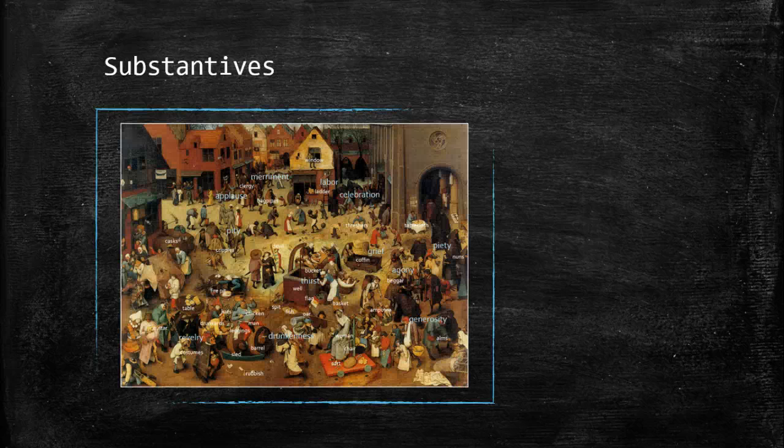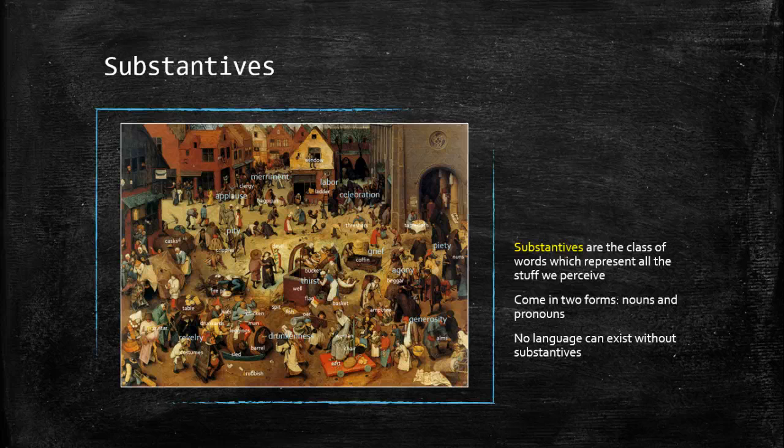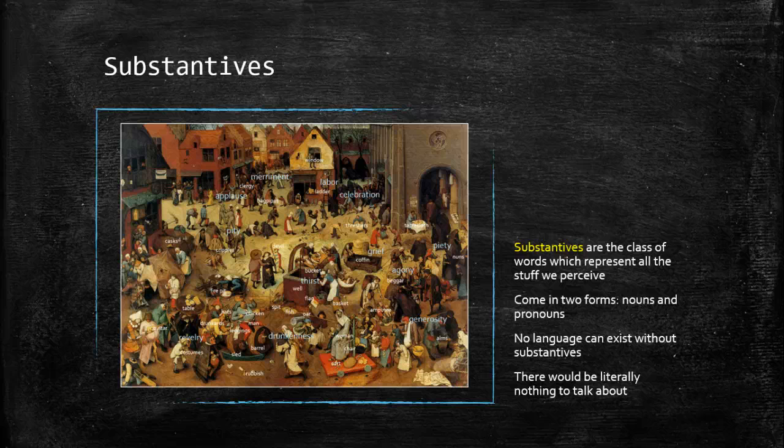Let's talk about substantives. Substantives, as I mentioned in the previous video, are the class of words which represent all of the stuff that we perceive, all of the stuff that I pointed out, all the stuff that you see in that painting. Those are all substantives. Substantives come in two forms, nouns and pronouns. No language can exist without substantives. It's the most vital component of a language because without substantives there would be literally nothing to talk about, no point of reference to talk about anything.